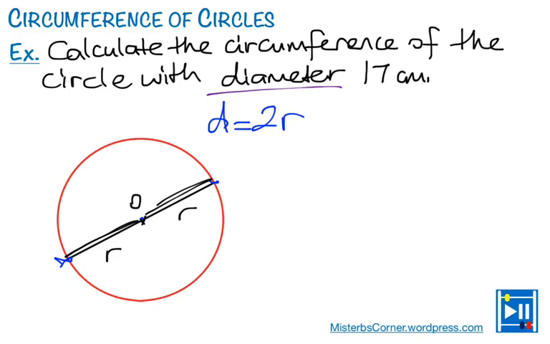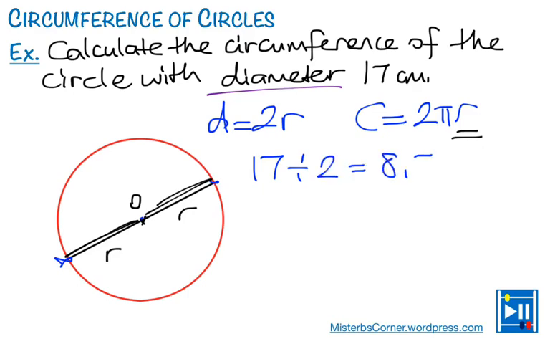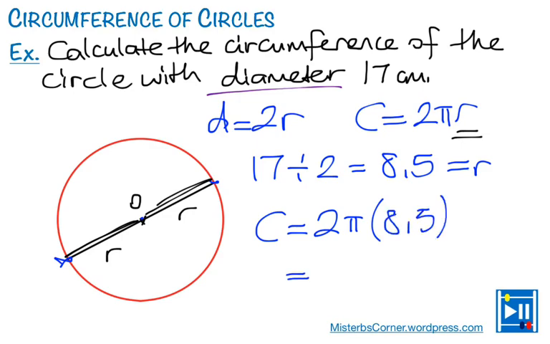Well, if that is the case, and I know that my formula says 2 pi r, and I need the value of r, I could divide 17 by 2. That's going to be 8.5. So this is my radius. And then I'm going to substitute here 2 times pi times 8.5. And when I do the calculation with my calculator, I'll have 53.4070 and so on. Well, I didn't mention it here, but let's say this is 3 significant figures again.